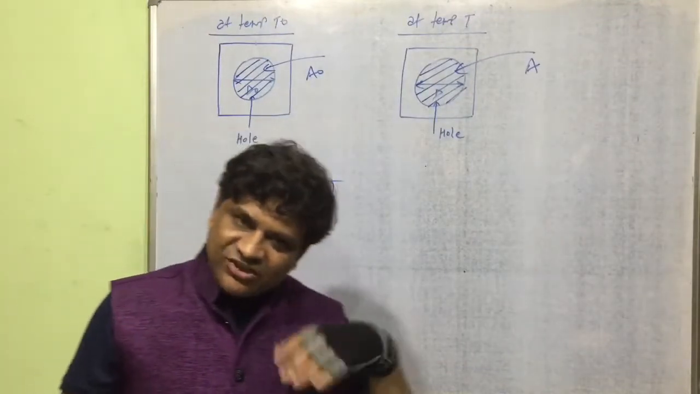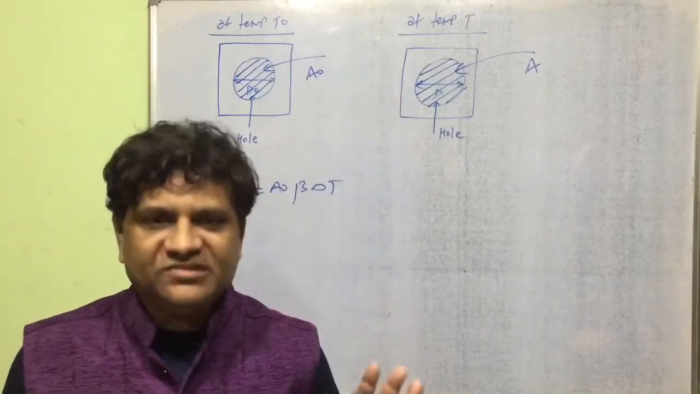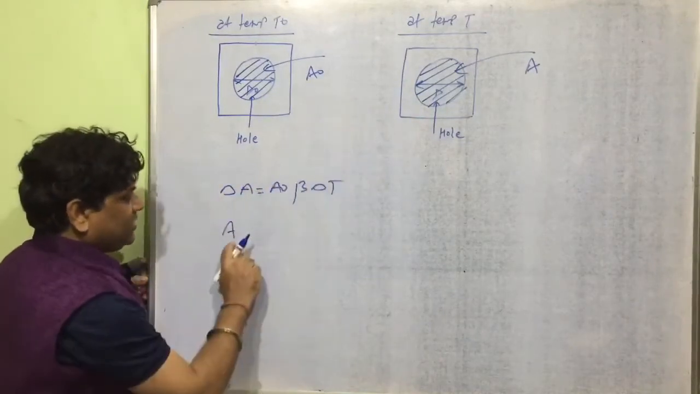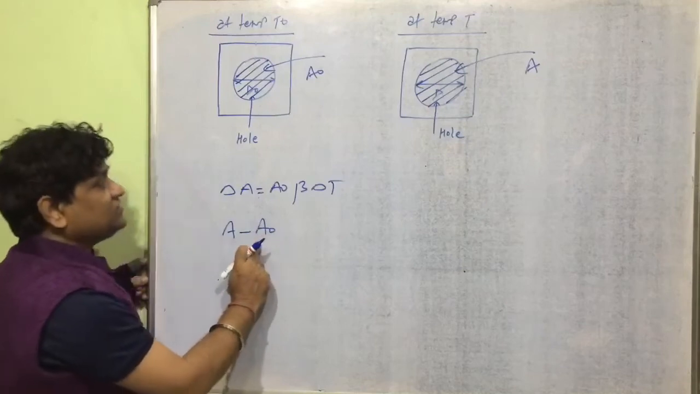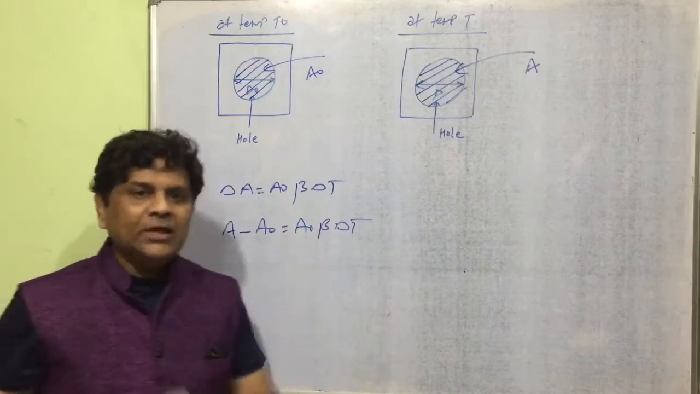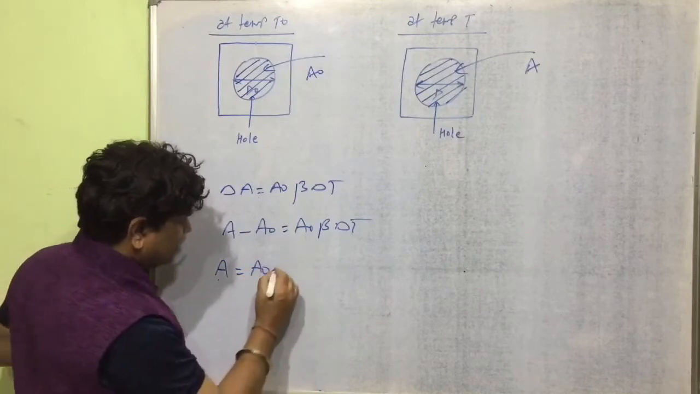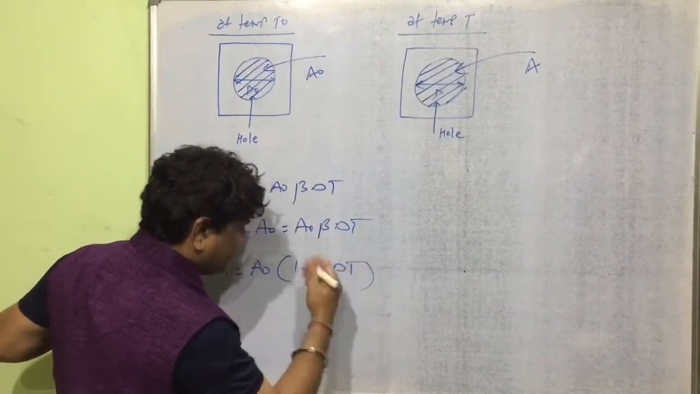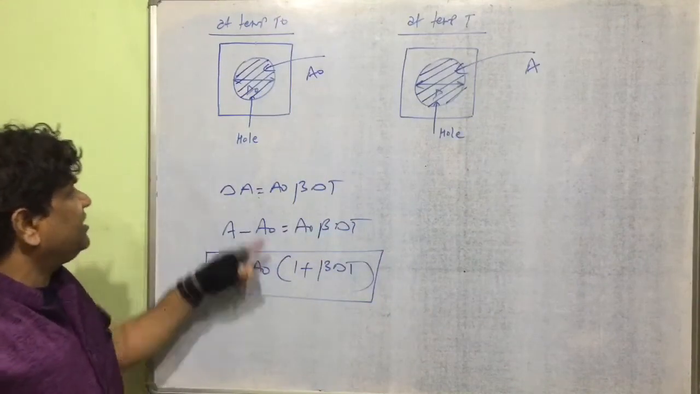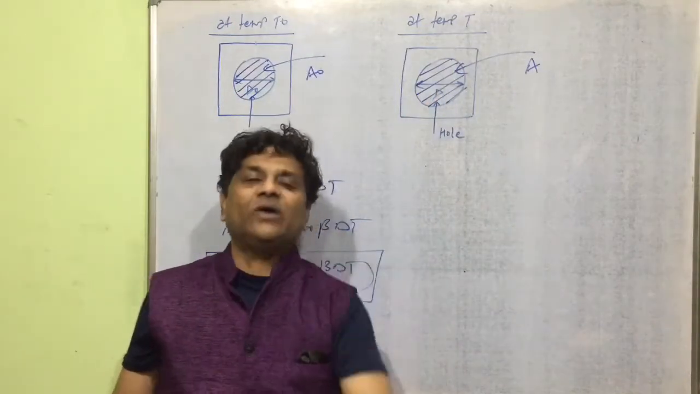What is delta A? It is the change in area. You know, change in area is always final minus initial area. So the final area is taken as A, minus the initial area A naught, and this is equal to A naught into beta delta T. Now simplify this relation. A will come as A naught into 1 plus beta delta T. Now this is the relation between the initial area of a hole and the final area of a hole of a square plate.